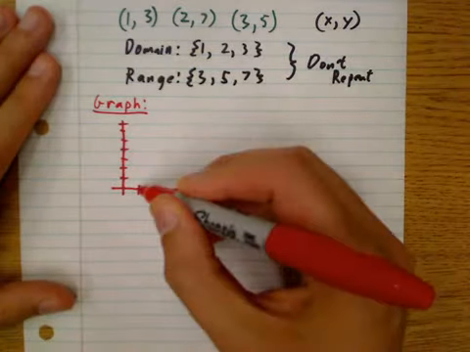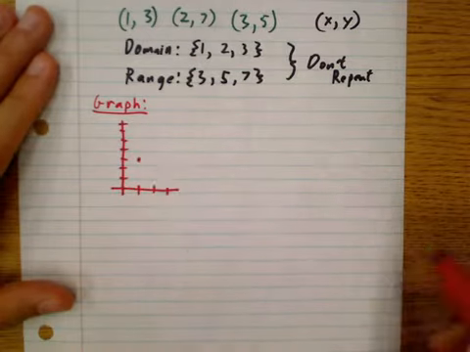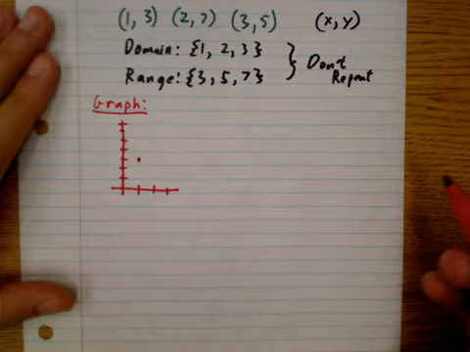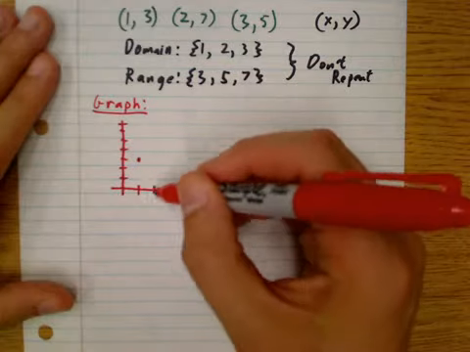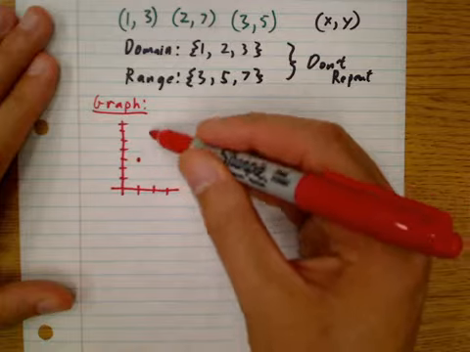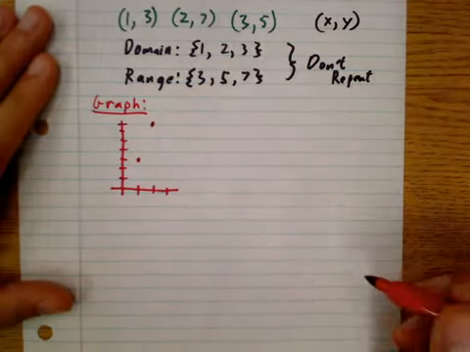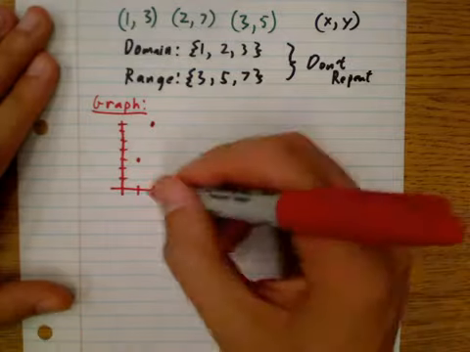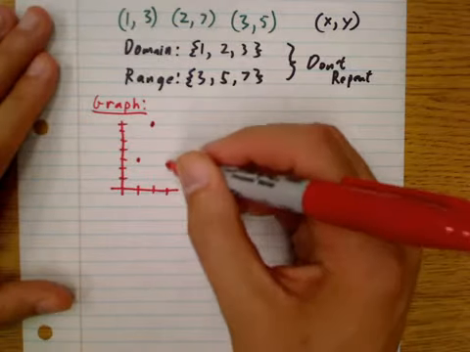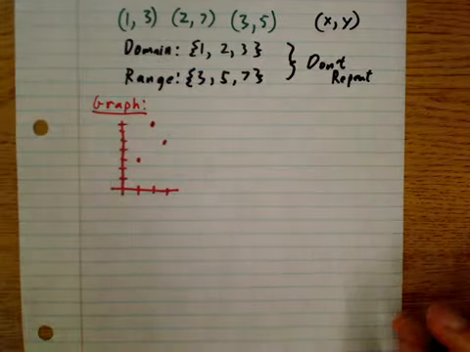So over 1 and up 1, 2, 3. Awesome. And then the next point is 2, 7. Over 2 and up 1, 2, 3, 4, 5, 6, 7. Awesome. And one more. 3, 5. So over 1, 2, 3 and up 1, 2, 3, 4, 5. So there is my relation drawn as a graph.